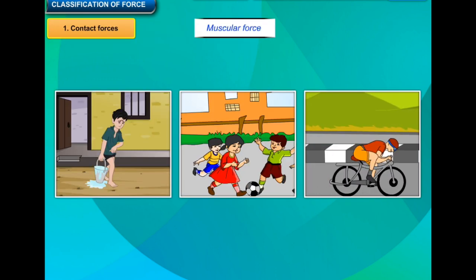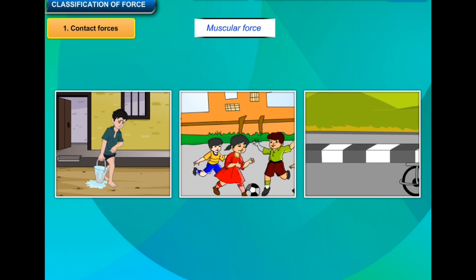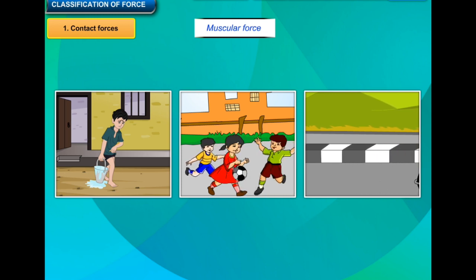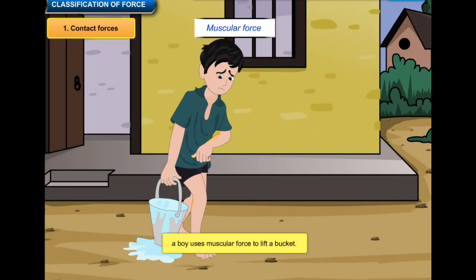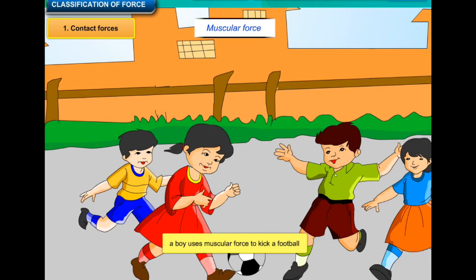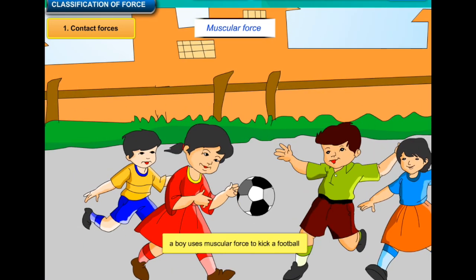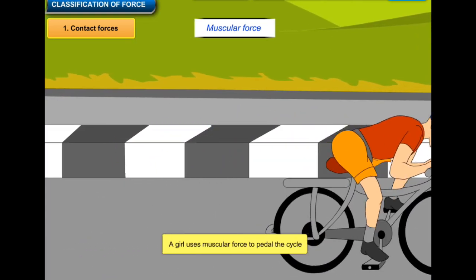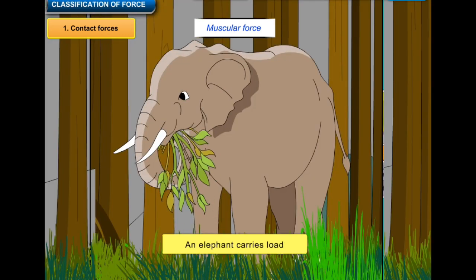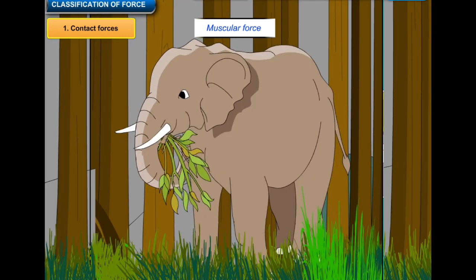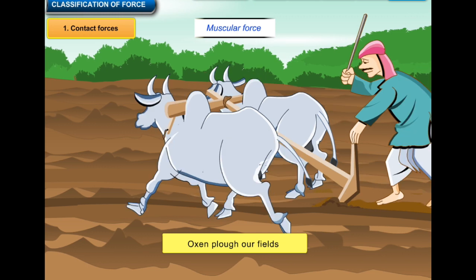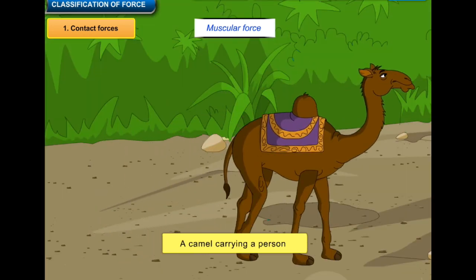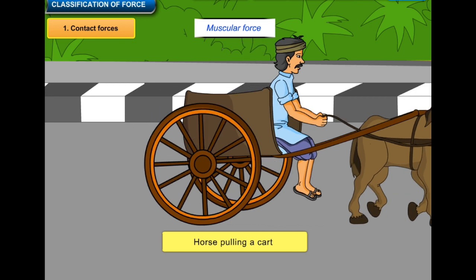Muscular force. This force is caused by the action of muscles in our body. The force resulting from the action of muscles is known as muscular force. A boy uses muscular force to lift a bucket. A boy uses muscular force to kick a football. A girl uses muscular force to pedal the cycle. An elephant carries load. Oxen plow our fields. A camel carrying a person. A horse pulling a cart.